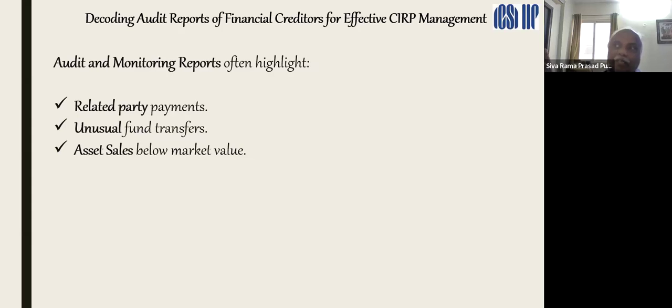Be careful, that company will give wrong stock statements. Whatever the stock statement, if you compare it to the stores ledger, it will not tally. Or it will not tally with the closing stock mentioned in the profit and loss account as well as the asset side of the balance sheet. Unusual funds transfer.